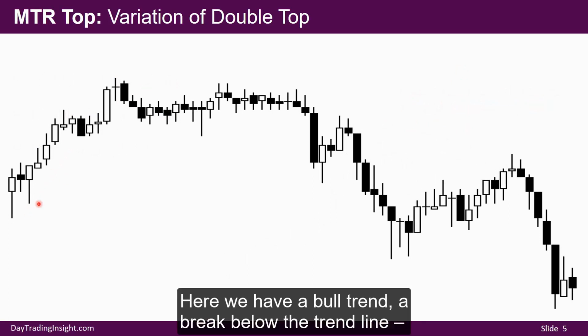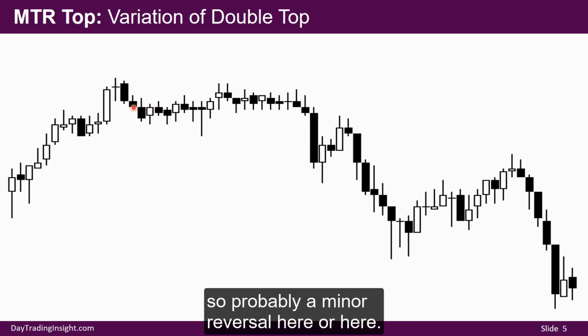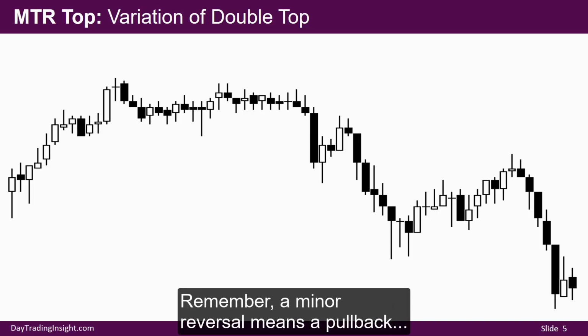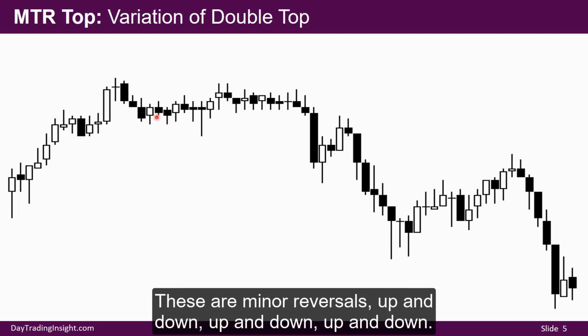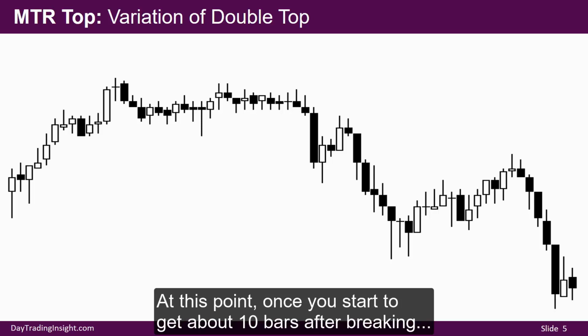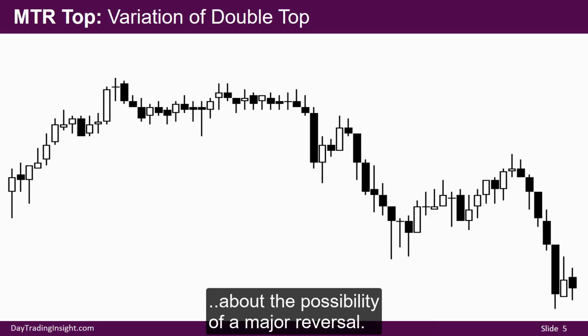Okay, here we have a bull trend, a break below the trend line. Not many bars breaking below the bull trend line, so probably a minor reversal here or here. Remember, a minor reversal means a pullback or a trading range instead of an opposite trend. These are minor reversals, up and down, up and down, up and down. And at this point, once you start to get about 10 bars after breaking below the moving average, then you got to be thinking about the possibility of a major reversal.